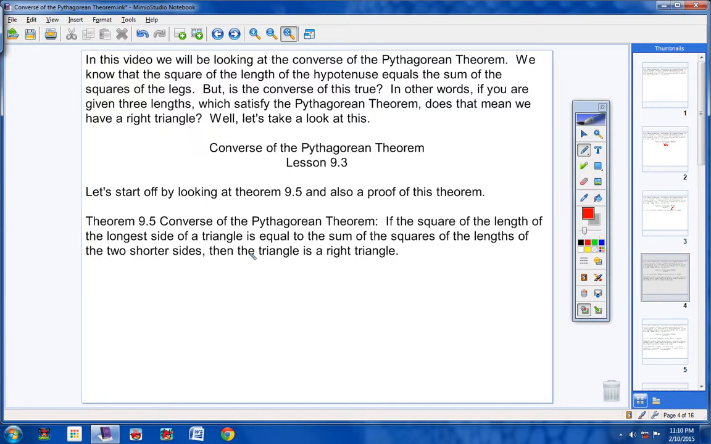Listen to it carefully, students. If the square of the length of the longest side of a triangle is equal to the sum of the squares of the lengths of the two shorter sides, then the triangle is a right triangle. Okay, I'm going to pause here a second and be quiet. Go ahead and copy this theorem down. You are responsible for this. Please copy this down.